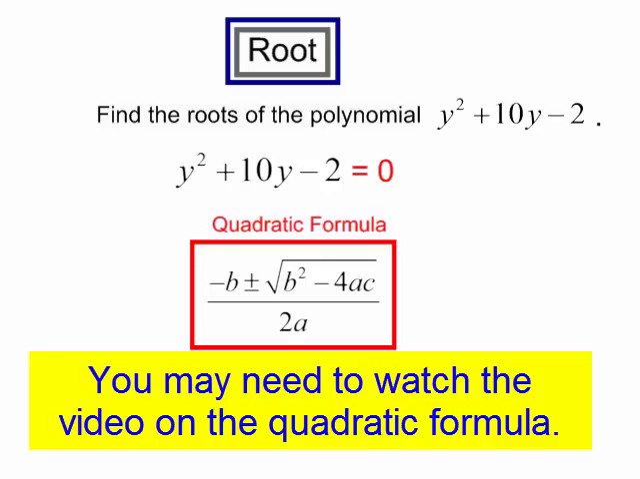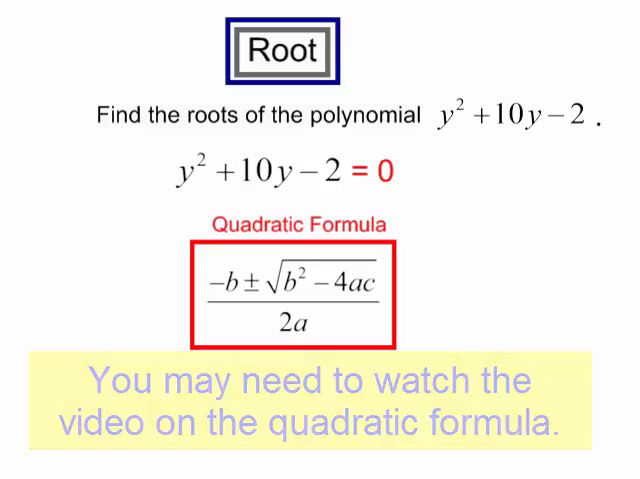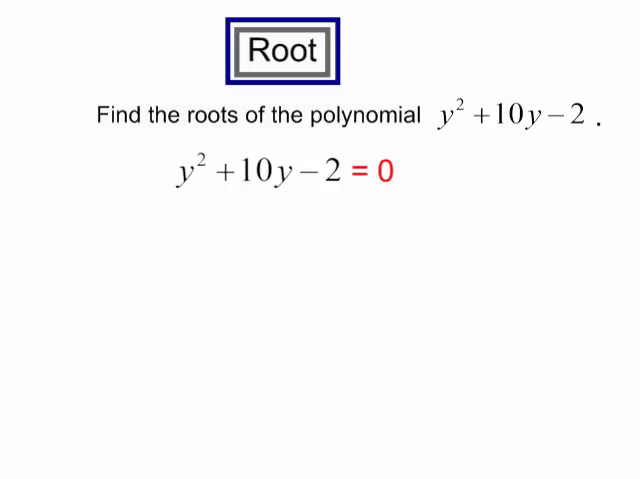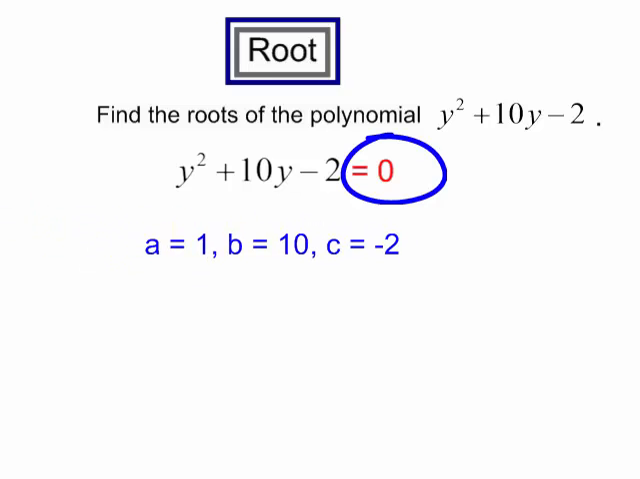But it is negative b plus or minus the square root of b squared minus 4ac, all of that over 2a. And what is my a, b, and c? Well, once I have my polynomial equal to 0, my a is the coefficient of the y squared term, b is 10, and c is negative 2. So let's fill these numbers in.